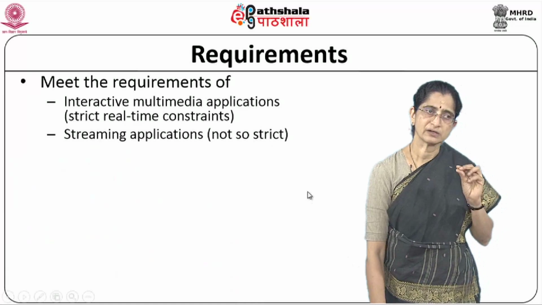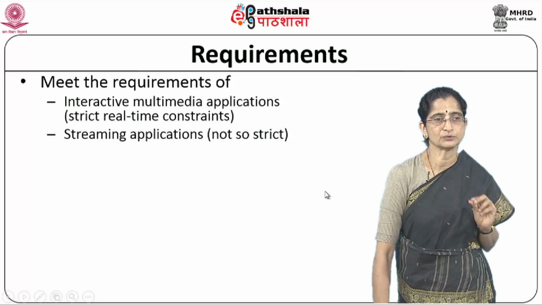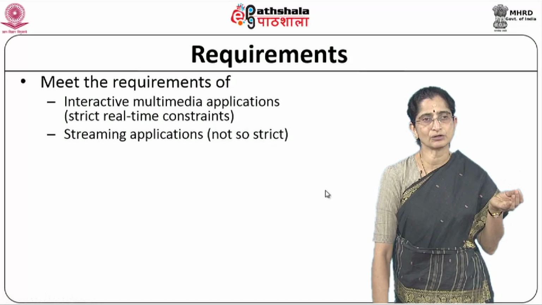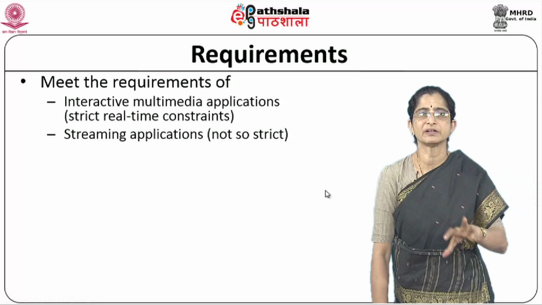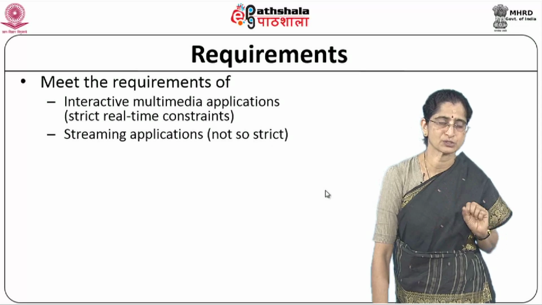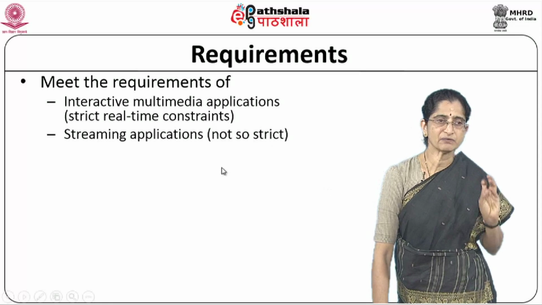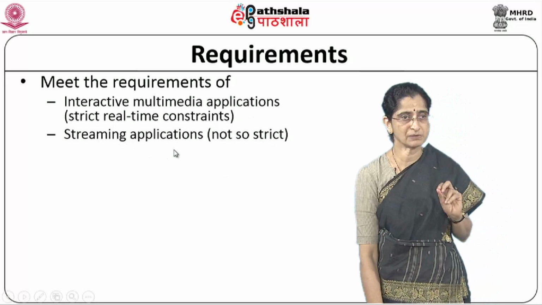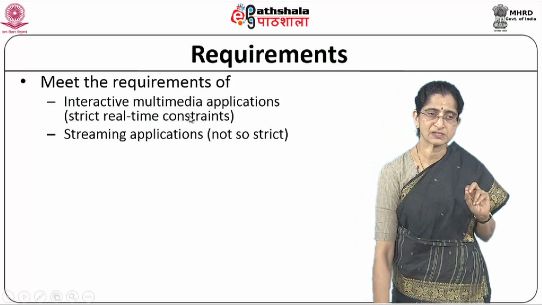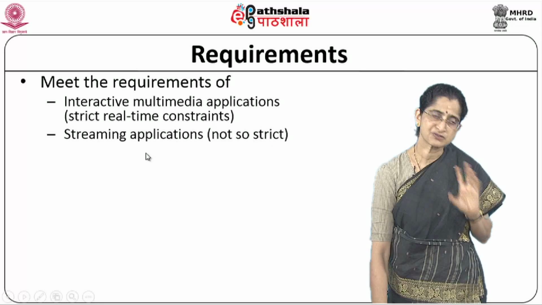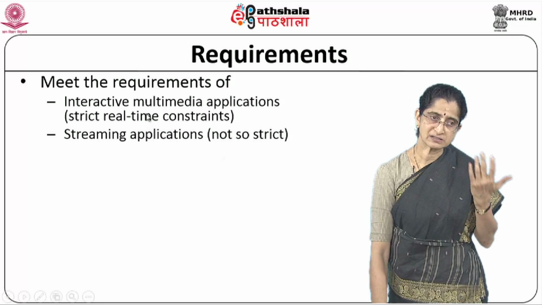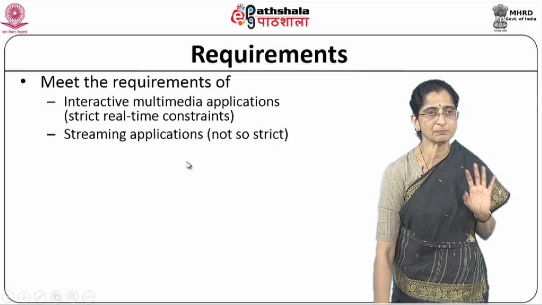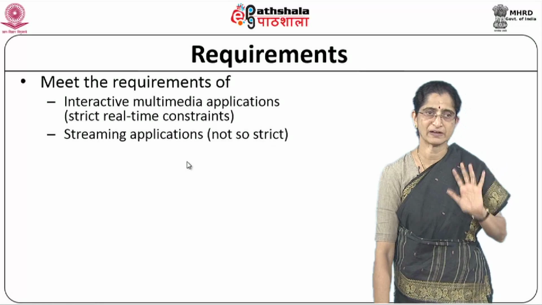Now coming to the requirements of the RTP protocol. What is it that we wanted to do? If we identify the requirements, then we can see whether they are met by means of whatever information is carried as part of the protocol format. One of the first things is that we need to take care of both types of applications, interactive multimedia applications as well as streaming applications. Interactive multimedia applications have strict real-time constraints, while streaming applications are not so strict. Both must be handled by the RTP protocol, so we need a mechanism which is flexible enough to handle both.